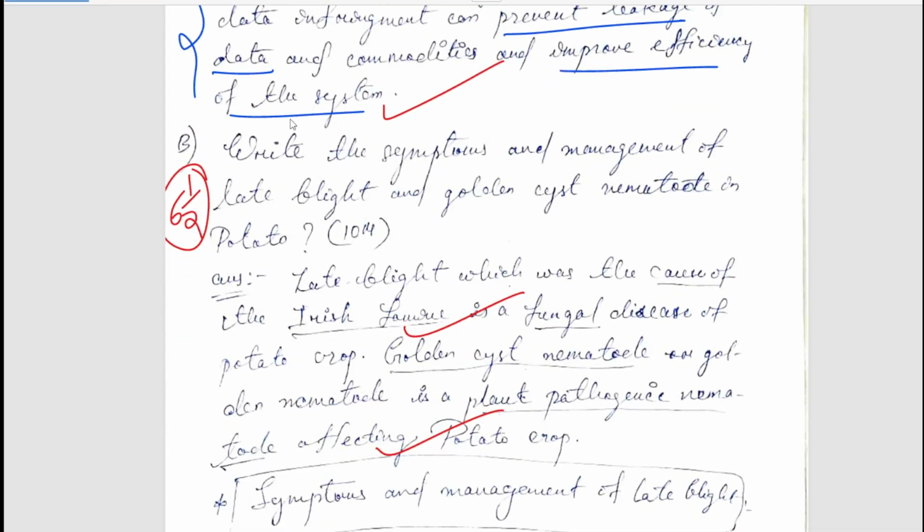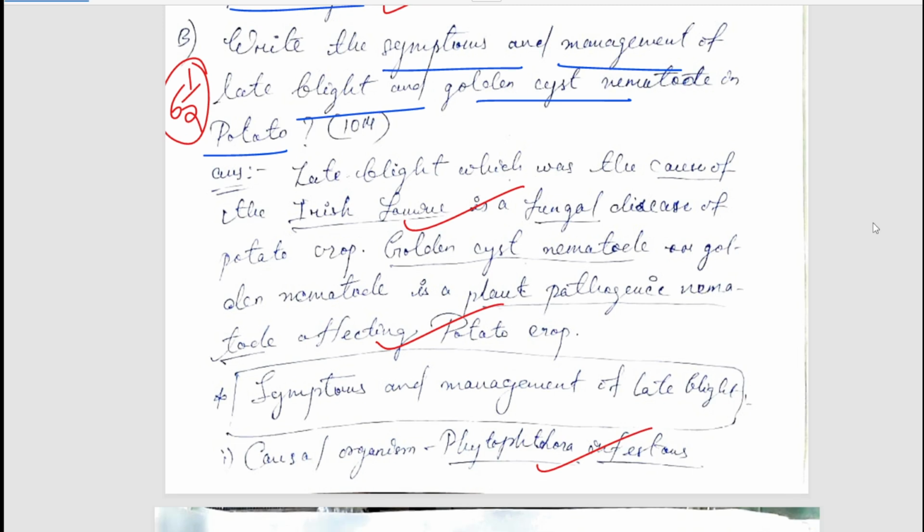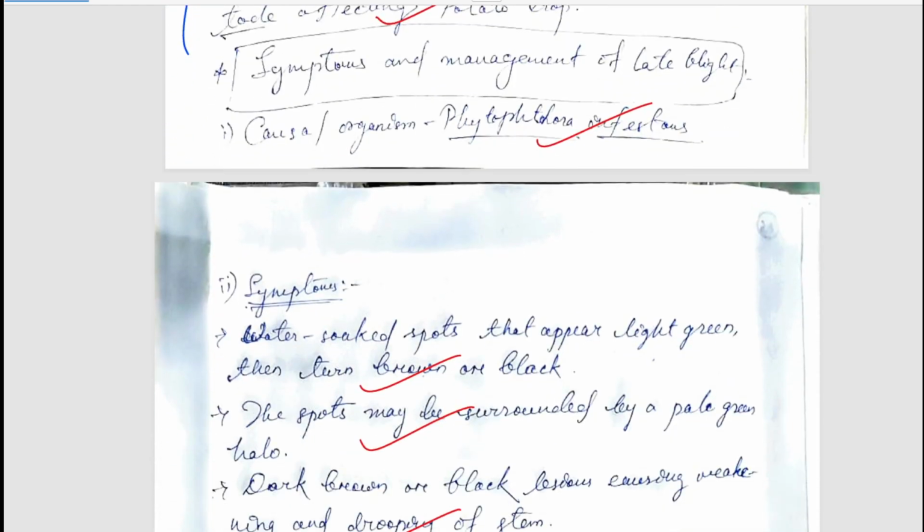Now the next question is, write the symptoms and management of late blight and golden cyst nematode of potato. So obviously you should know all the important crops, their diseases, their package of practices, all these things, because every year you will find 3-4 questions related to package of practices and diseases. So you should be well prepared. I think in the introduction part, the student has mentioned late blight and golden cyst, and the symptoms have been mentioned.